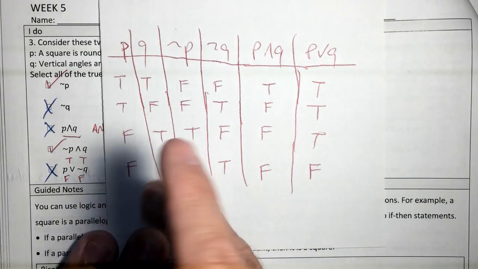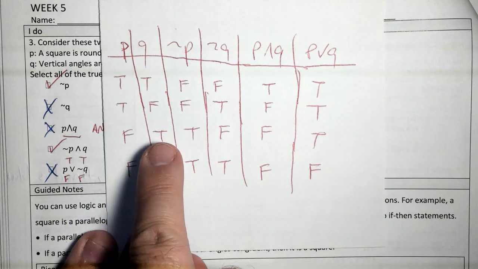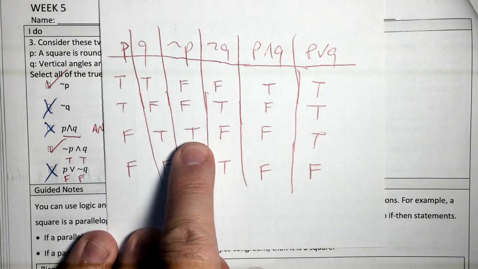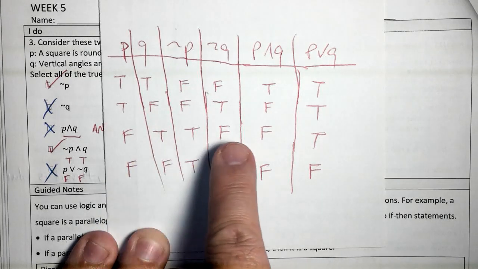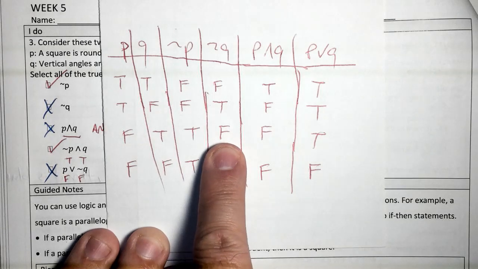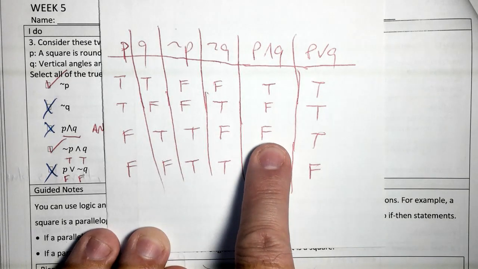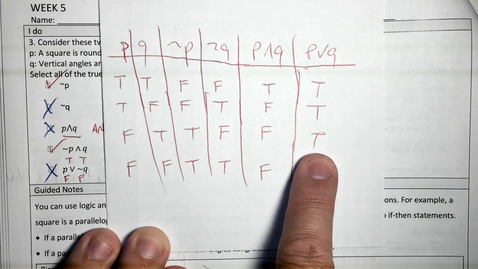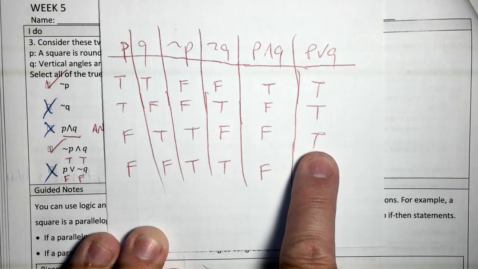Same thing here, we flip-flop. P is false, Q is true. If P is false, then not P is true. If Q is true, then not Q is false. They both aren't true, so together they're false. But there is one or the other, so or is true.